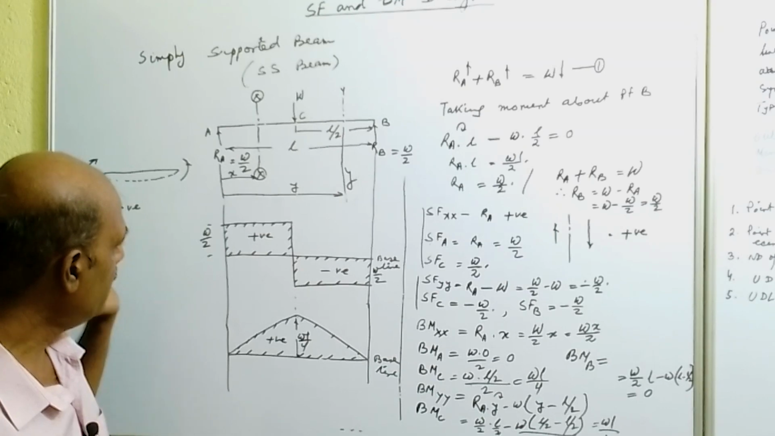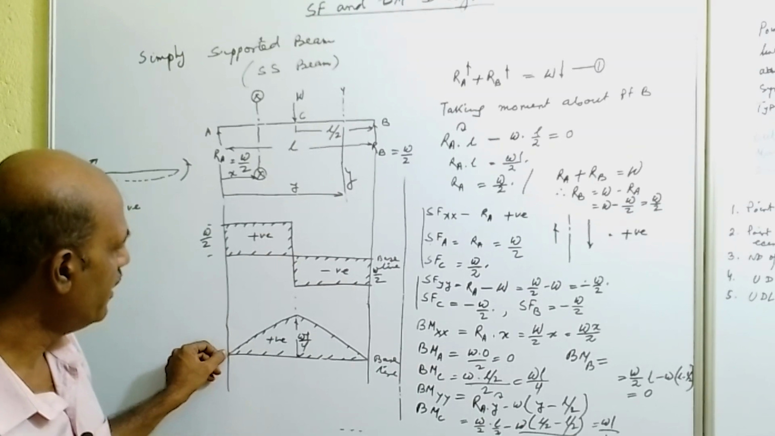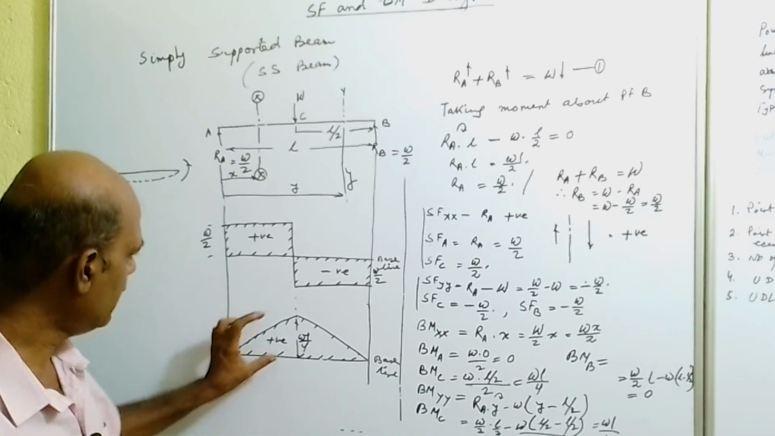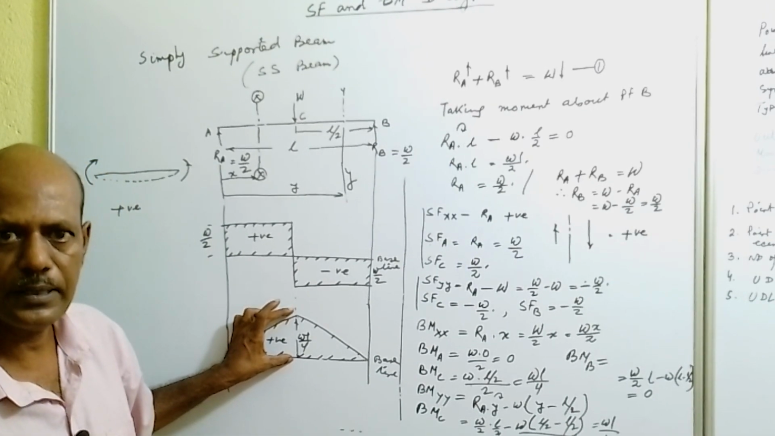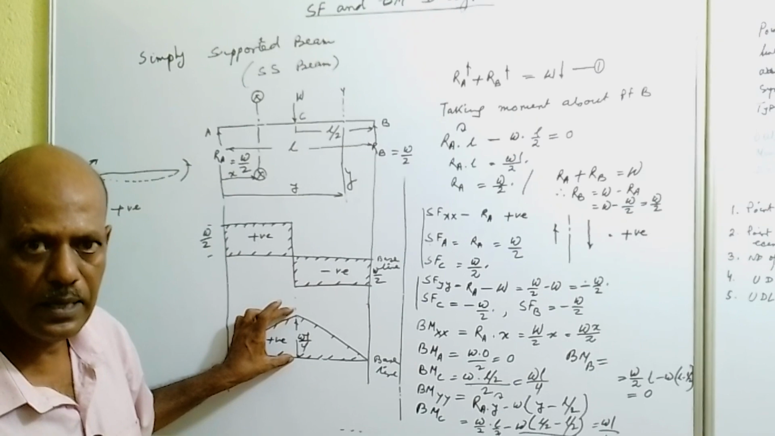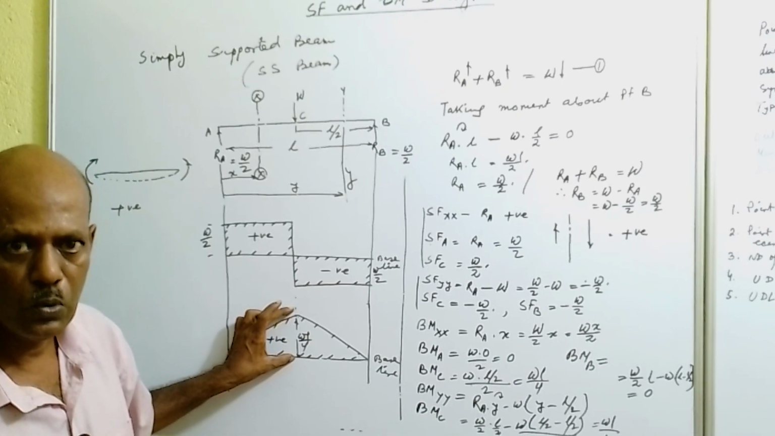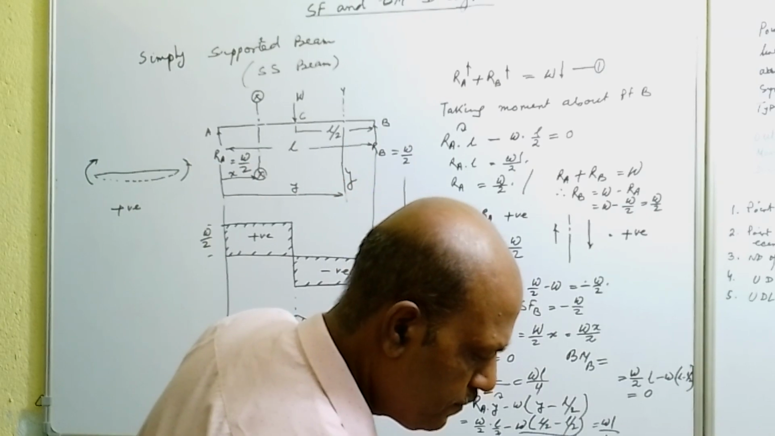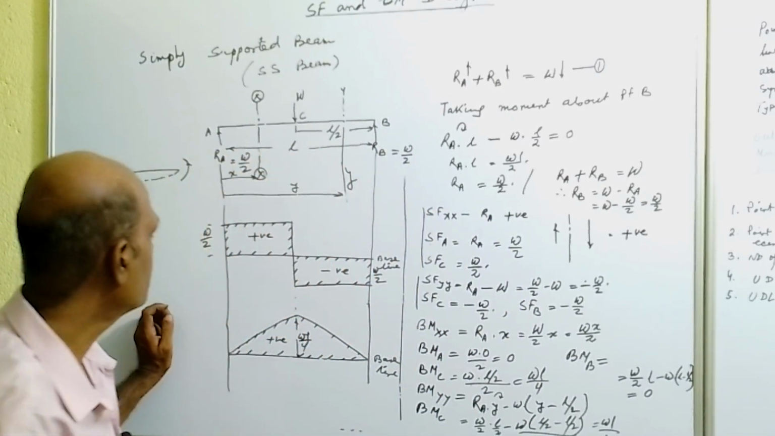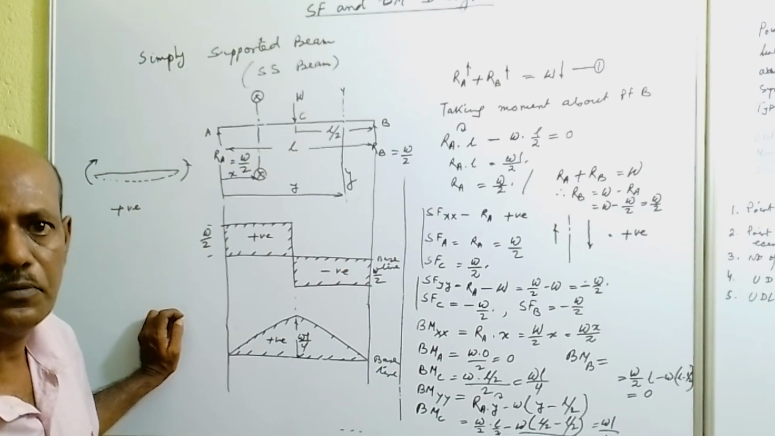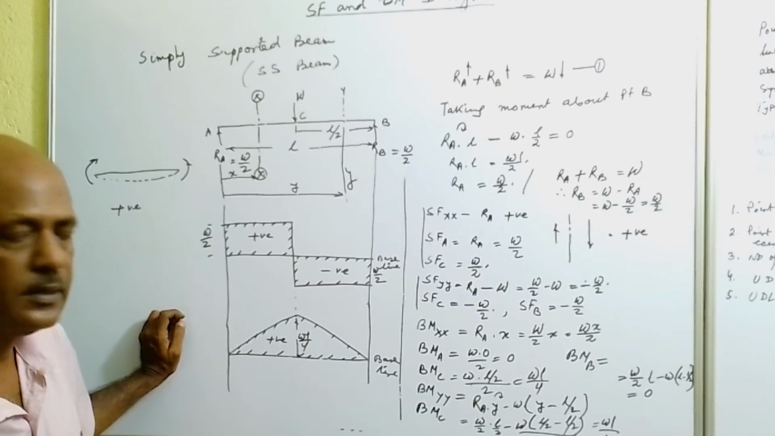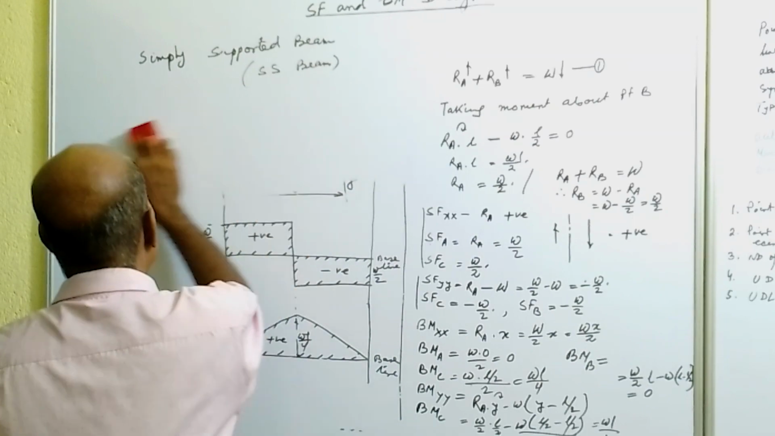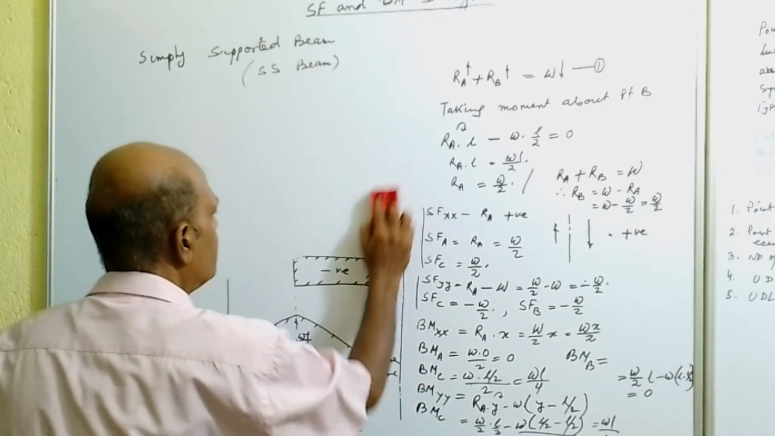Now in this, the bending moment at the supports will be 0. That is the multi-choice question, as well as the bending moment at the center, it will be maximum, and it is given by WL by 4. Okay, this is all about the bending moment and shear force diagram for a simply supported beam under point load at the center.